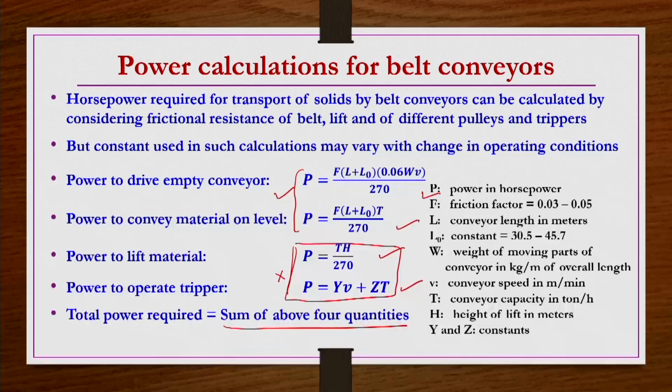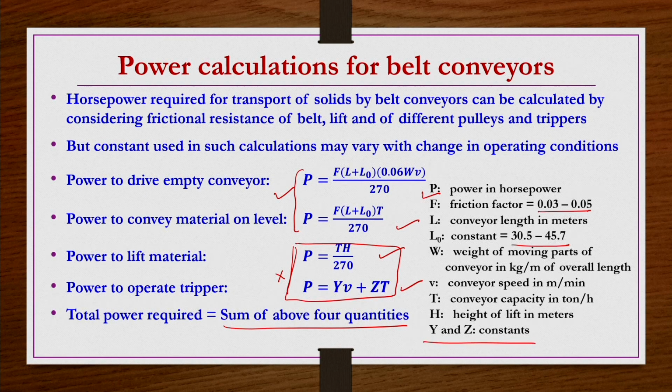Next, further in this equation, P is nothing but power in horsepower, F is the friction factor which varies in general between 0.03 to 0.05, L is the conveyor length in meters, L naught is a constant which varies in general from 30.5 to 45.7, and W is the weight of moving parts of the conveyor in kg per meter of overall length, V is the conveyor speed in meters per minute, T is the conveyor capacity in tons per hour, and H is the height of the lift in meters if at all lifting of material is there.